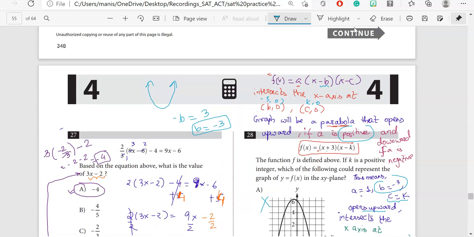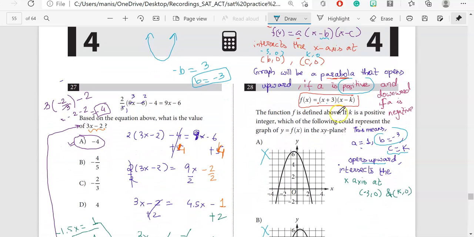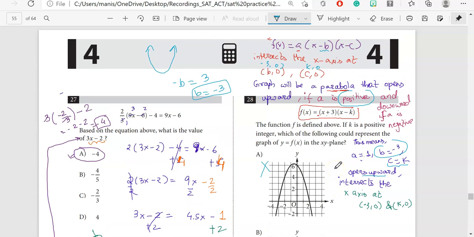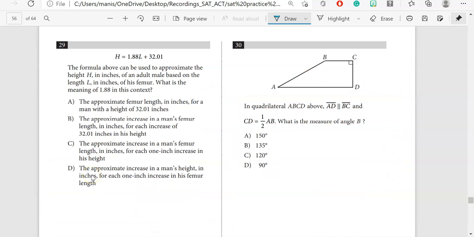Again, as I mentioned, either you will need the knowledge of the equation of a parabola, the concept named conic section, or you will need this information which I mentioned over here. Question number 29: the formula above can be used to approximate the height h.